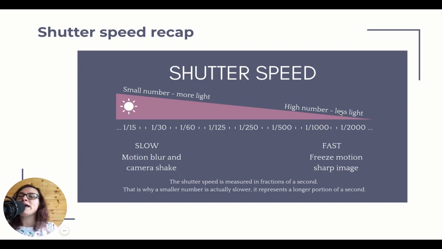On the other hand, if we have a fast shutter speed, so a high number, the shutter opens and closes a lot faster. So the sensor is exposed to light for a shorter period of time, which means less light can come in and is recorded by the sensor. That also means that with a fast shutter speed, you can freeze motion and you don't risk camera shake. So your image will be sharper.